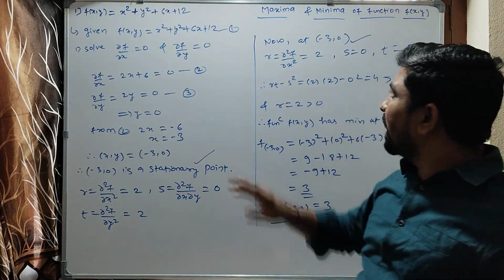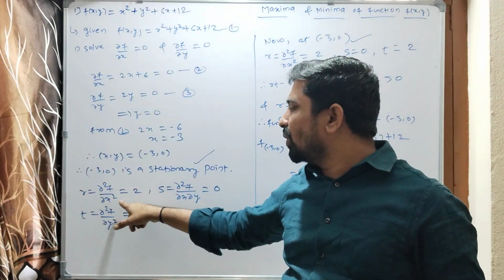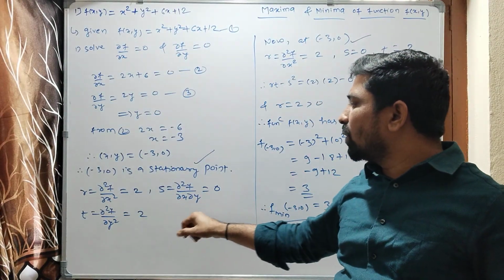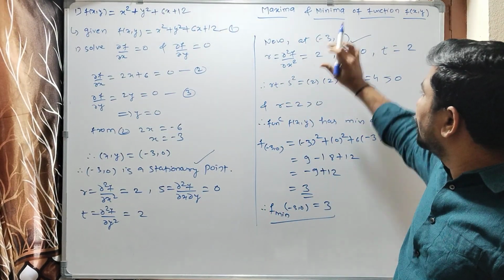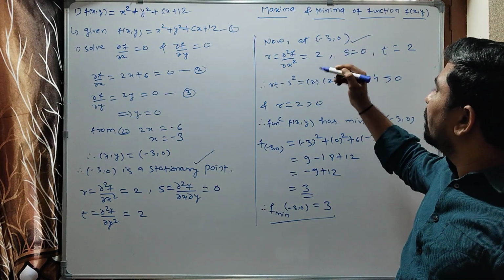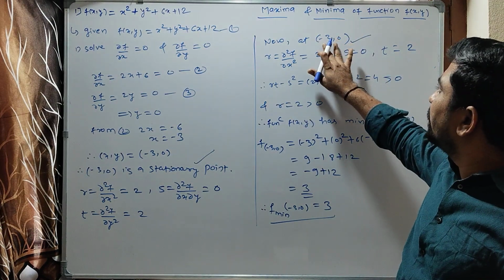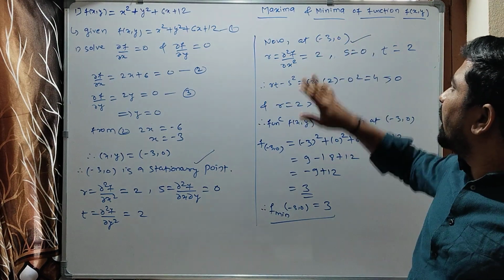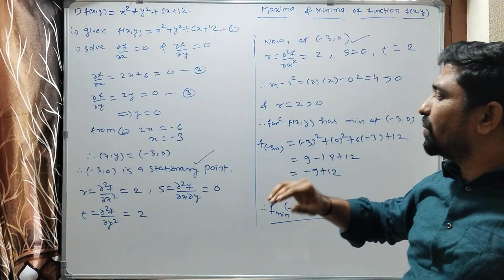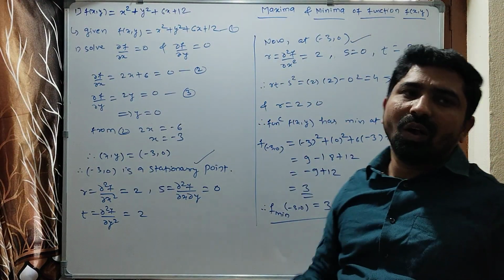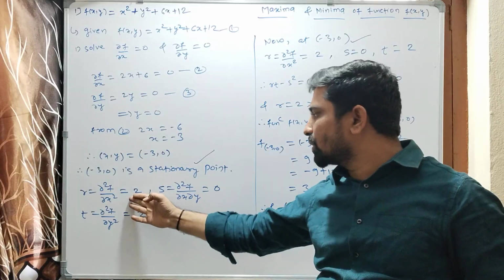After that, at this point we have to find the values of r, s and t. Here I am writing directly because r is just a constant, no variable, s is constant, t is constant, so no need to find. If a variable is not there, it is meaningless to find it. At each and every point the value is the same, at minus 3 comma 0 or at 100 comma 0. So that is a constant function.